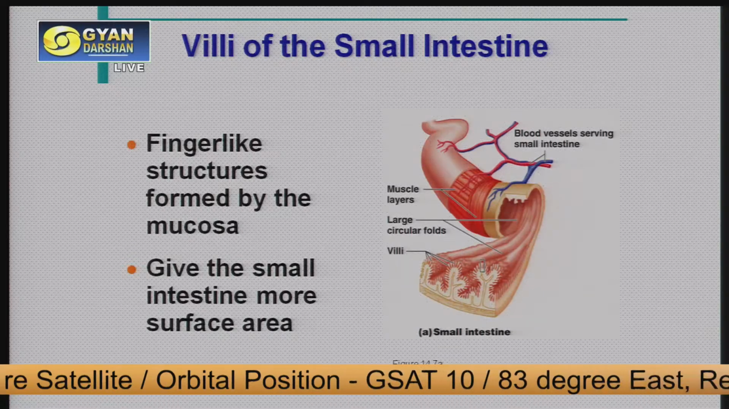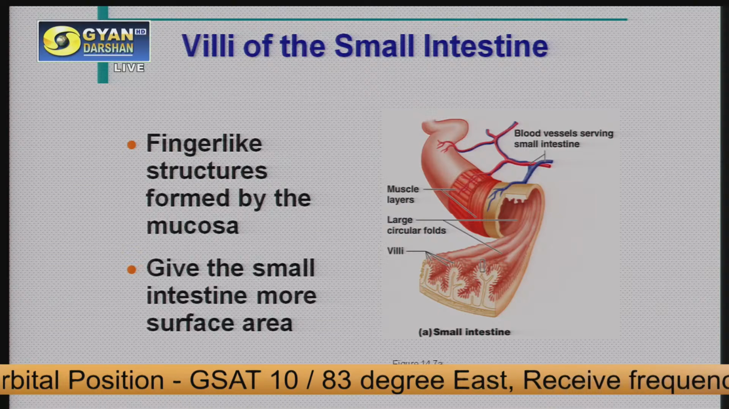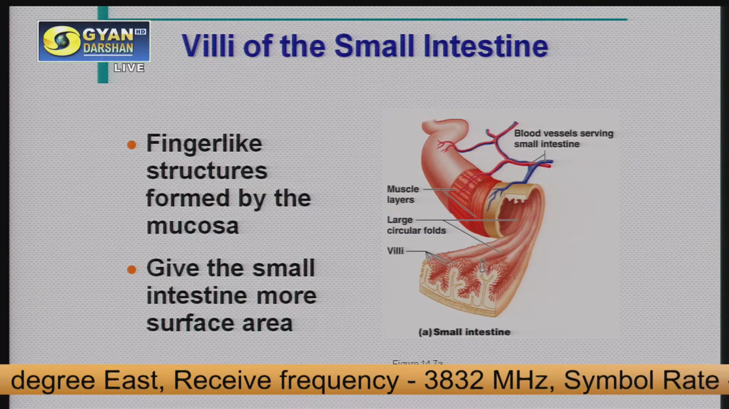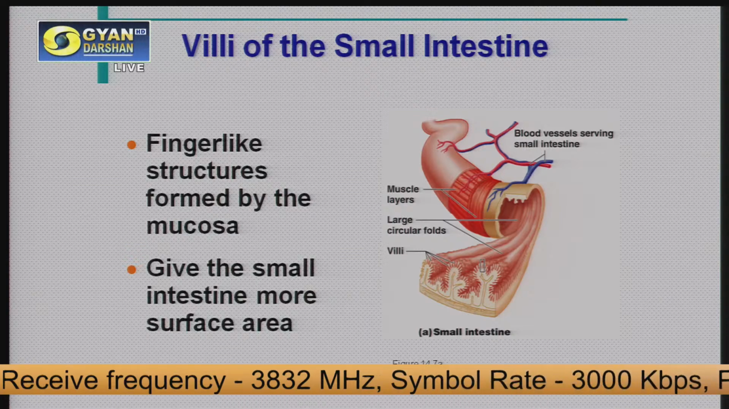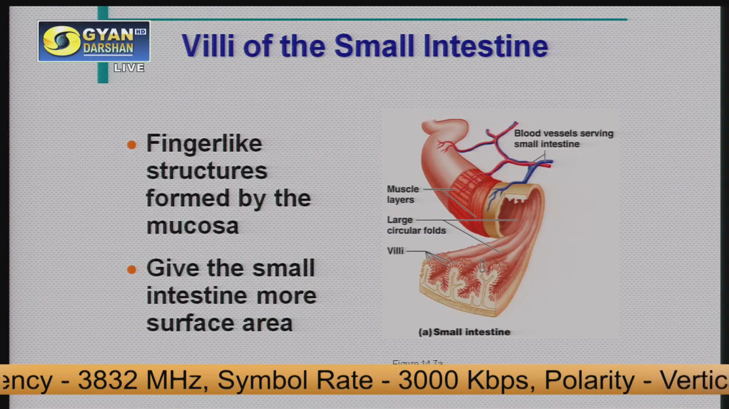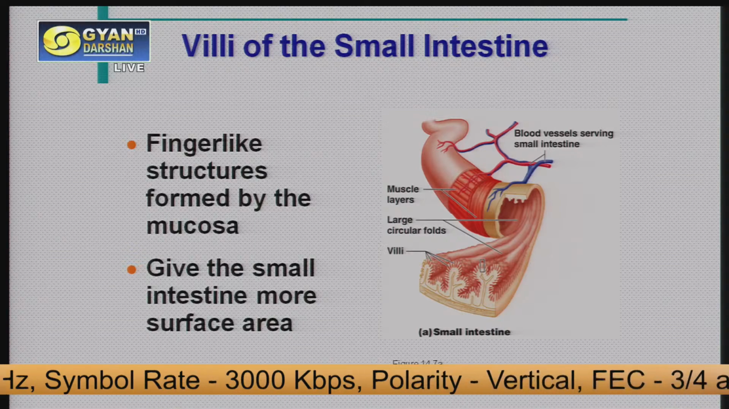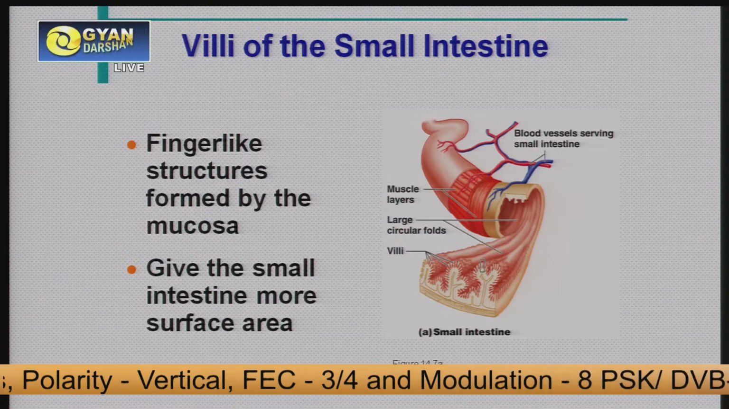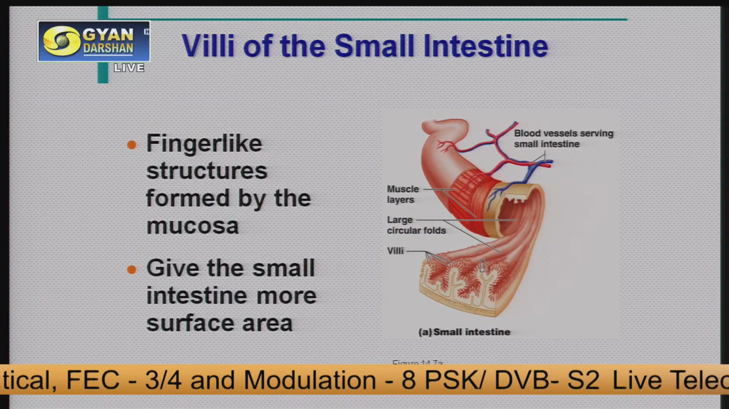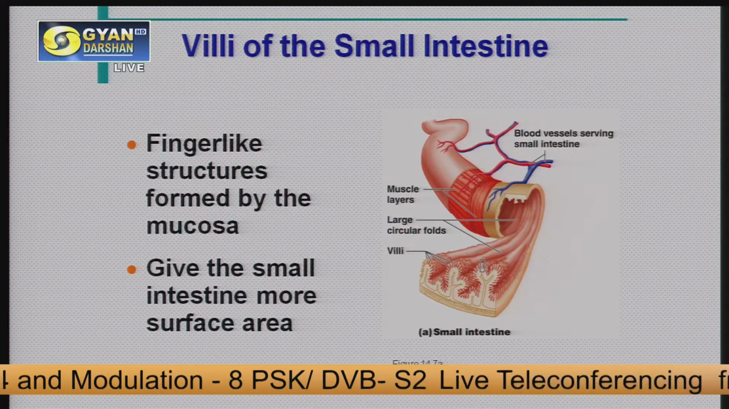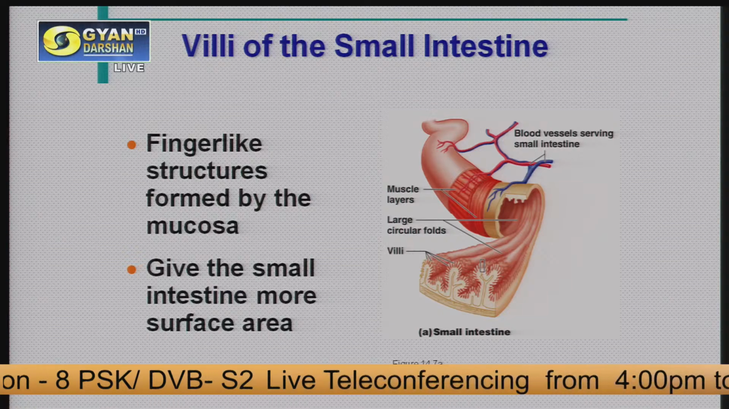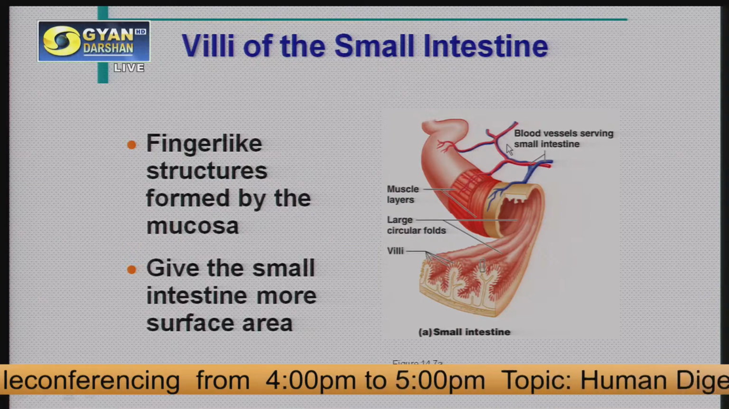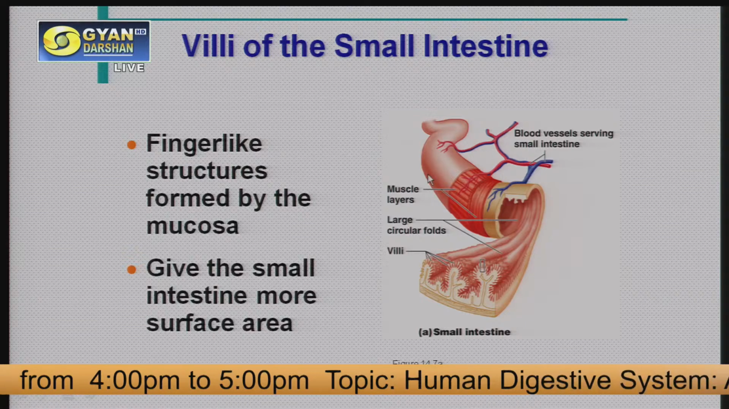Now when we speak about the small intestine, there are many finger-like structures. These finger-like structures are called villi, and these are formed by the mucosa. Now what is the function of these villi? These villi are finger-like projections, so they increase the absorptive area, because the main function of the intestine is absorption. So they give more surface area, as you can see, and this is highly vascularized because many blood vessels are coming to this. So these blood vessels are serving this particular area, and it is highly vascularized.